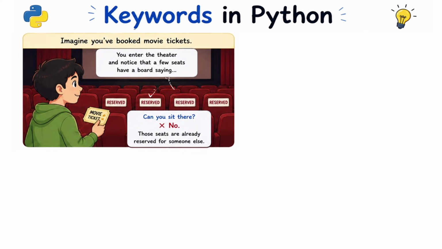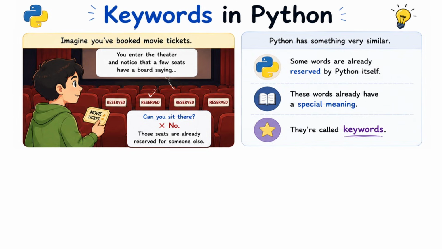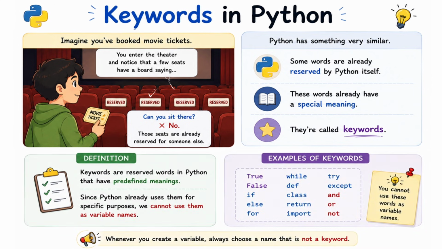So imagine you have booked a movie ticket. You enter the theater and notice that a few seats have a board saying reserved. Can you sit there? No, because those seats are already reserved for someone else. Python has something similar. Some words are already reserved by Python itself. These words already have a special meaning. They are called keywords. So keywords are reserved words in Python that have predefined meanings. Since Python already uses them for special purposes, we cannot use them as variable names.